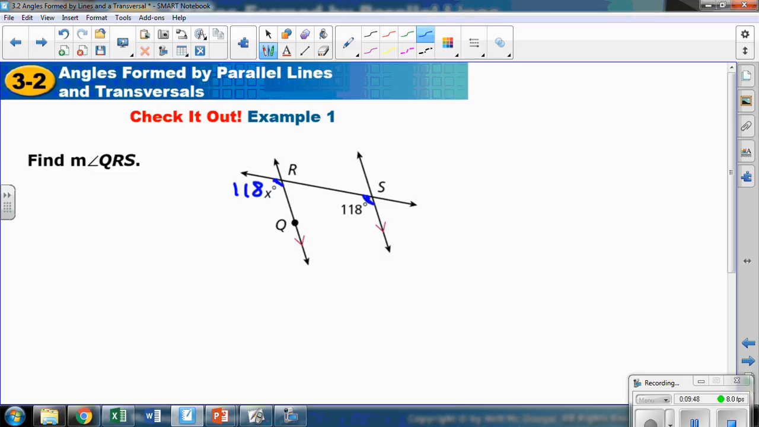We were asked for QRS. We want to know that angle. And so what you'd have to recognize here with the red, we have a linear pair. They have to add up to 180, so simply subtract off from 180, and you'll get the actual answer of 62 degrees.